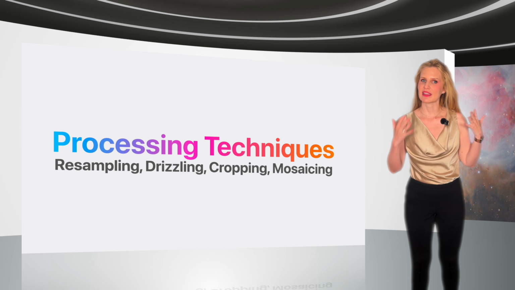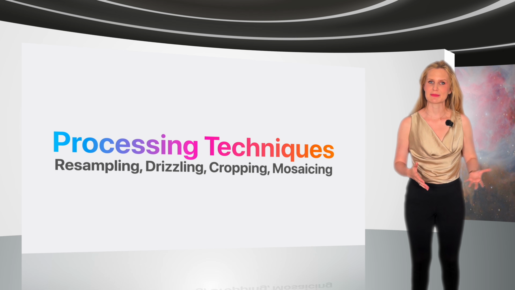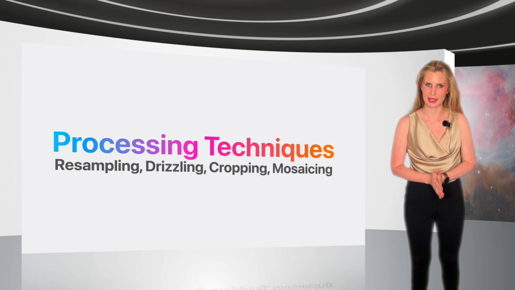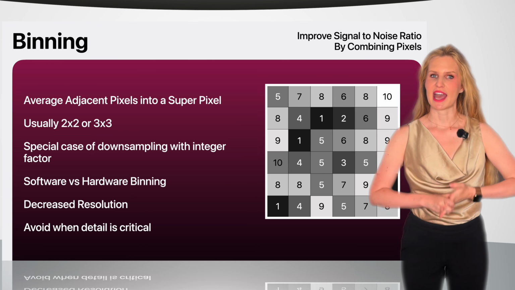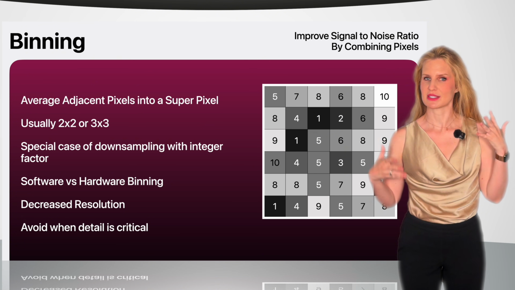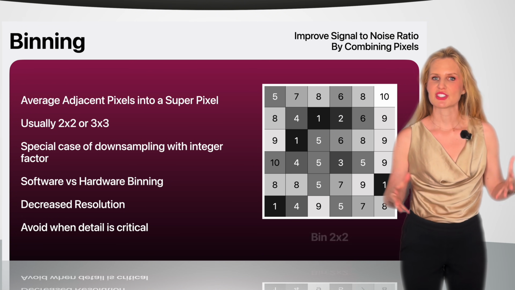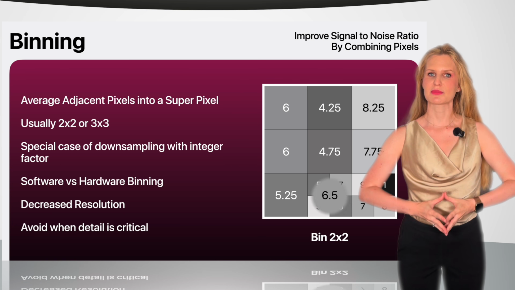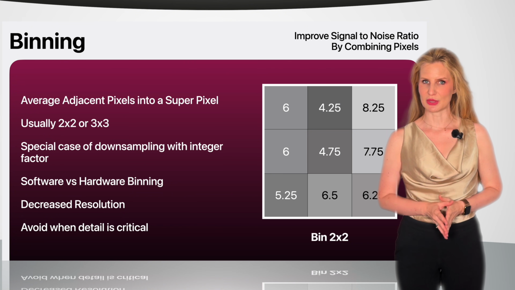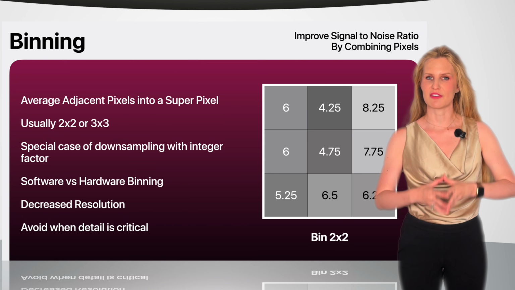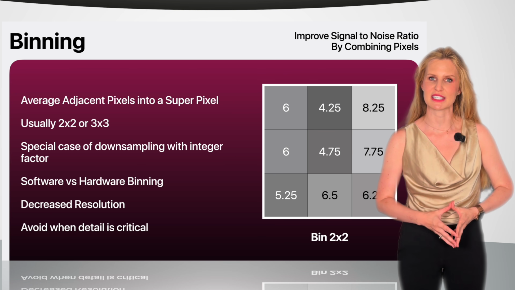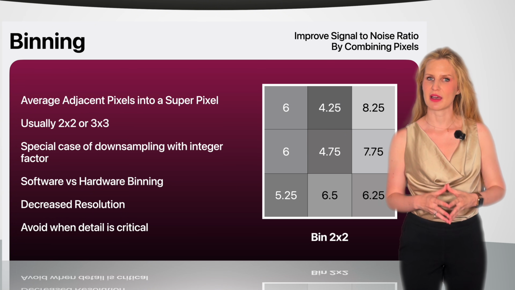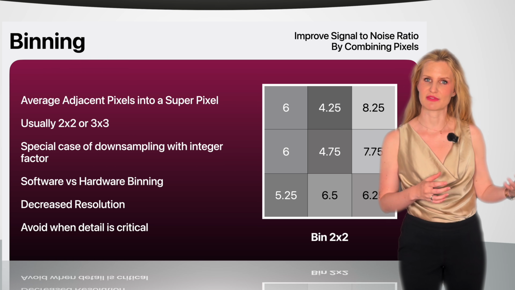I know many of you are already familiar with these, but I'll go through them briefly to make sure we're all on the same page. The first technique we'll look at is binning, also known as resampling. This involves averaging adjacent pixels into a single superpixel to improve the signal-to-noise ratio. Typically, we use grids of 2x2 or 3x3 pixels for this. When done in post-processing, this is a specific type of downsampling that uses an integer factor.